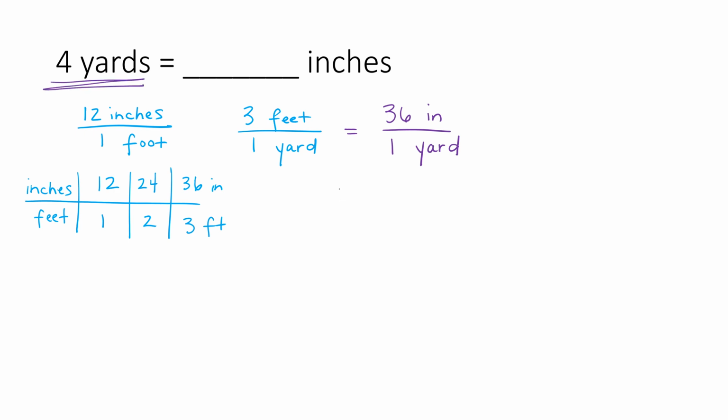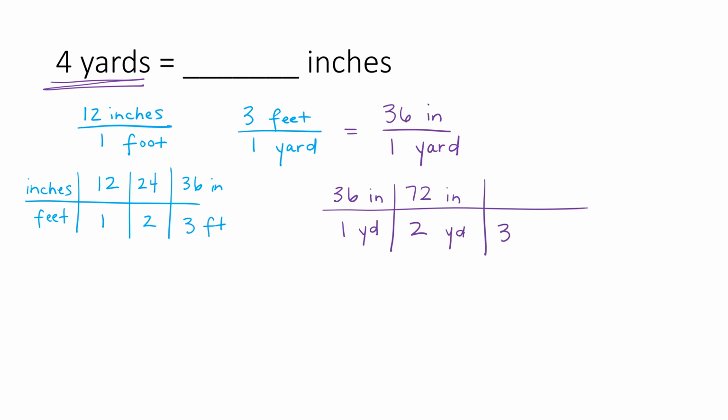Well, again, I could use a ratio table. If there's 36 inches in 1 yard, there will be twice that in 2 yards. 36 times 2 is, 6 times 2 is 12. 30 times 2 is 60. 60 plus 12 is 72. And then we're trying to get up to 4 yards. So 3 yards would be 3 times 36. 3 times 6 is 18. 3 times 30 is 90. 90 plus 18 is 108.